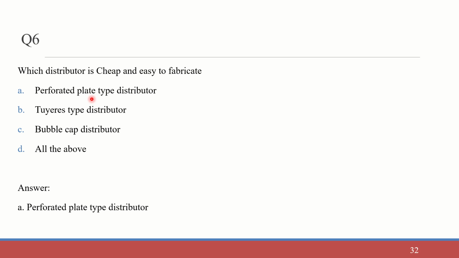Perforated plates have perforations inside the plate, and at the max it can be sandwiched between two meshes or something. But Tewers and bubble cap distributors need a special design and special construction. So B and C are complicated in design, so they are not cheap. When it is a complicated design, it is not easy to fabricate, nor is it cheaply available. So the answer is actually perforated plate type distributor. Comparatively, it is cheaper and easier to fabricate. Therefore, option A is the right answer.